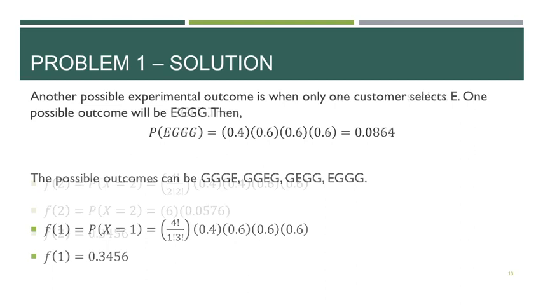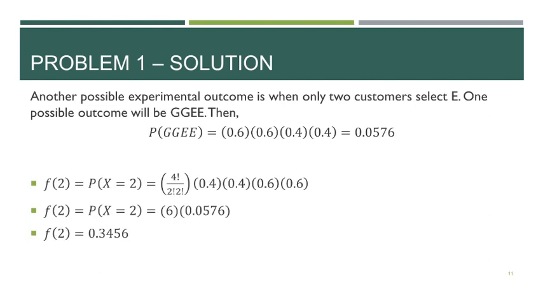Therefore, the probability that one customer selects an energy-efficient refrigerator is 0.3456. Another possible experimental outcome is when only two customers select E. One possible outcome will be G, G, E, E. Then, its probability is 0.0576. We then calculate the number of possible arrangements when there are two Es selected. That is 4 factorial divided by the product of 2 factorial and 2 factorial, which is equal to 6. We multiply this value to our previously calculated probability, which is 0.0576. Therefore, the probability that two customers select energy-efficient refrigerators is 0.3456.